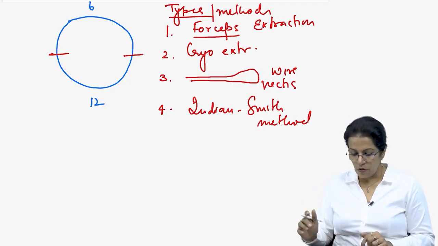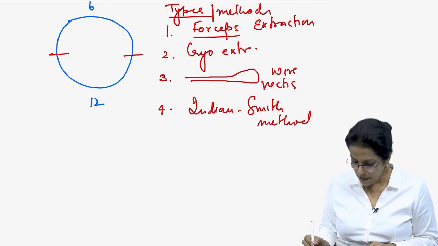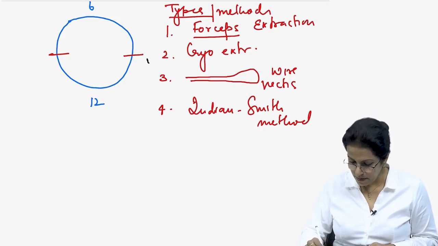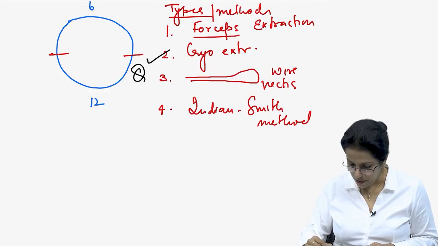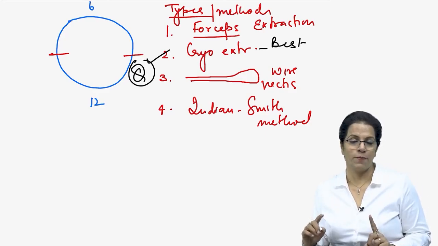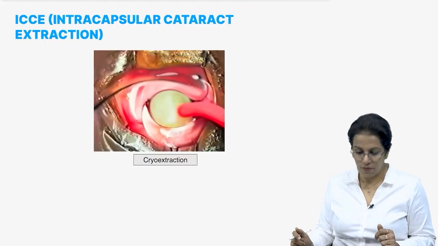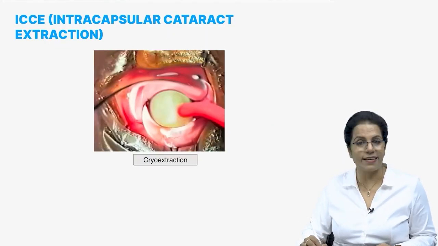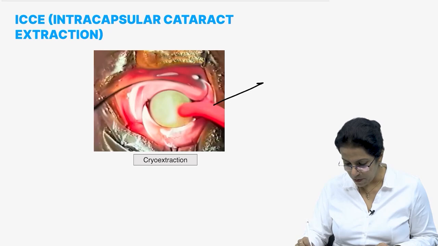Now, the question is, which is the best method? The best method you will answer is cryo. Okay, so the best method is cryo. This is your exam question. There are two more questions they ask you in ICCE. See here, what are you looking at here? This is cryo extraction. This is a cryo probe and we are looking at cryo extraction.